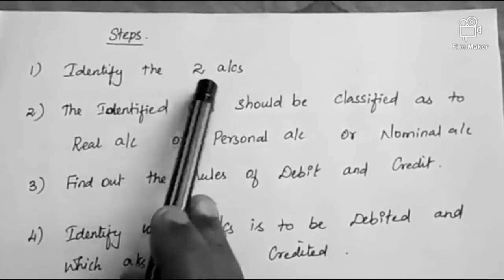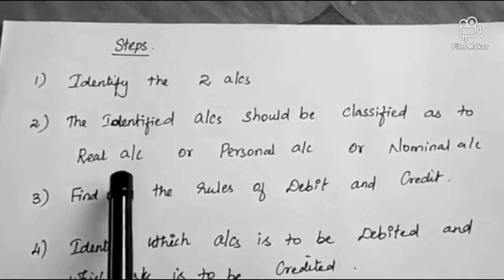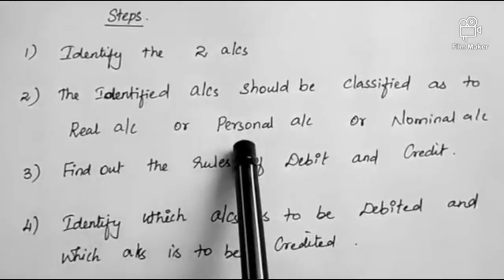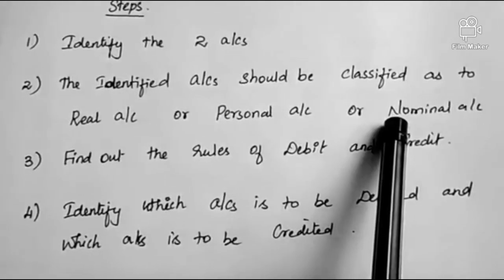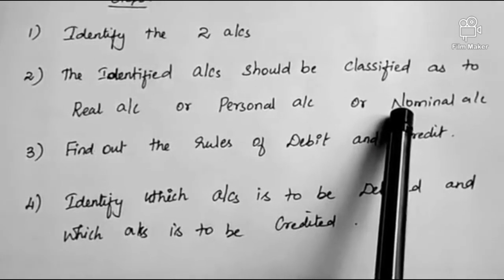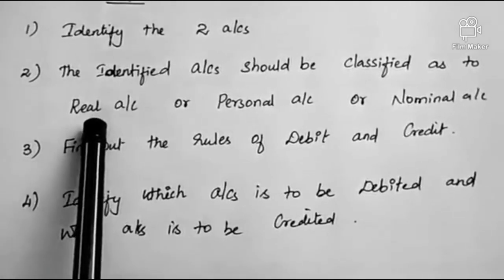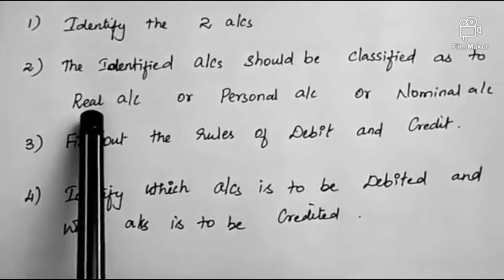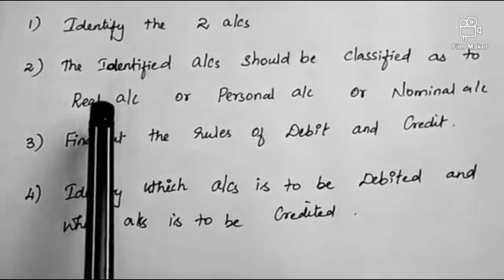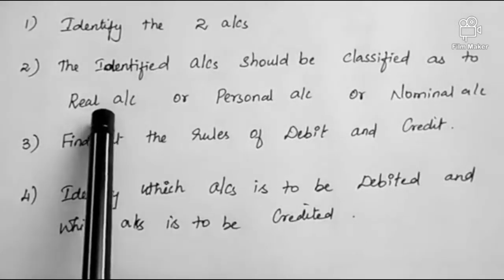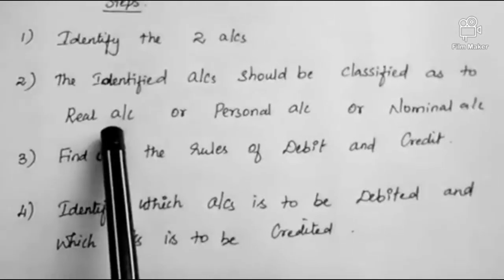After identifying the 2 accounts, you need to classify them. The first item is salary. Is salary a real account, personal account or nominal account? Salary is an expense. Expense means nominal account. The nominal account rule is debit all expenses and losses. So the first account belongs to nominal account and the second one is cash. Cash means real account. When you pay salary, cash goes out. What is the real account rule? Debit what comes in, credit what goes out. So cash is a real account. Now you have identified the 2 accounts and classified them into nominal account and real account.